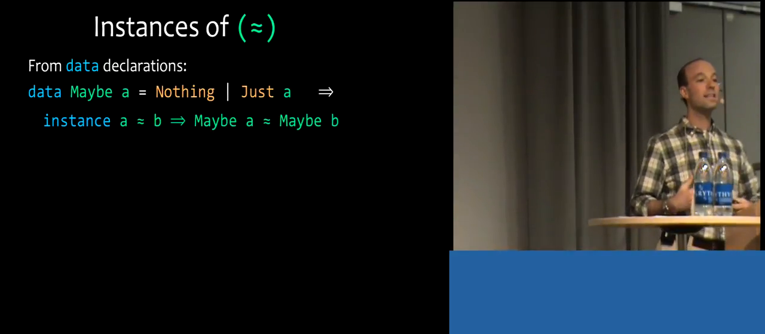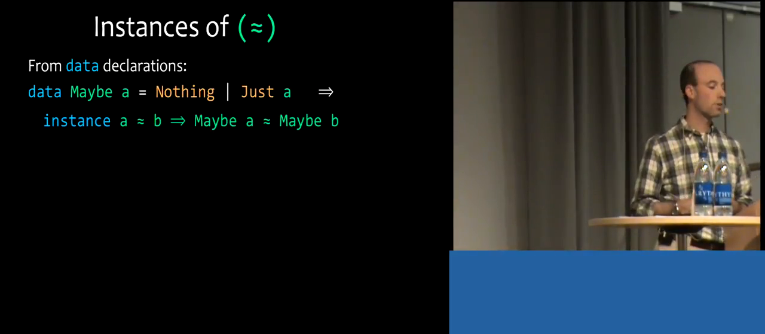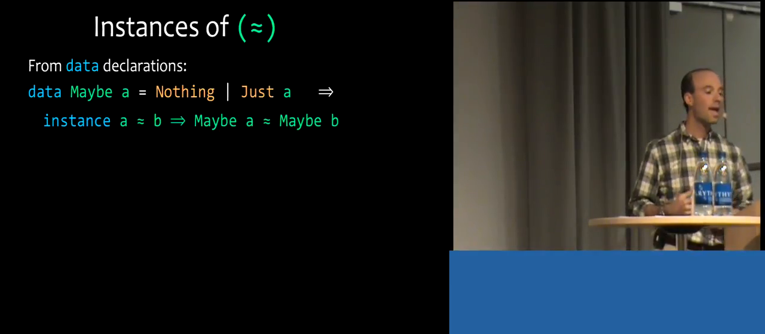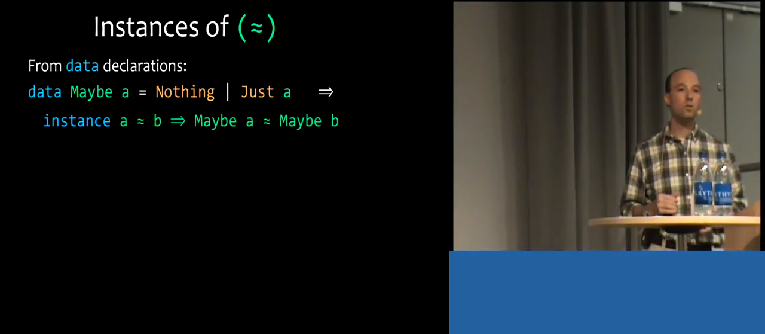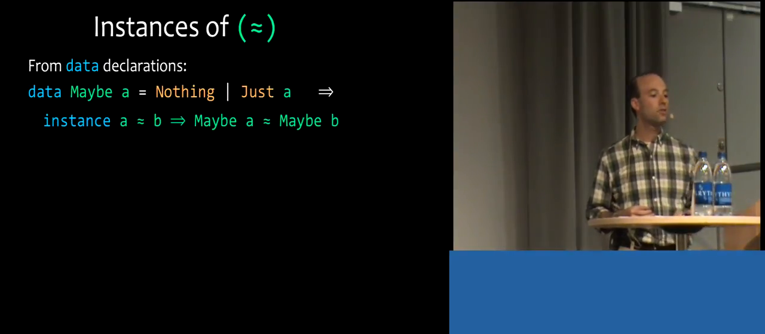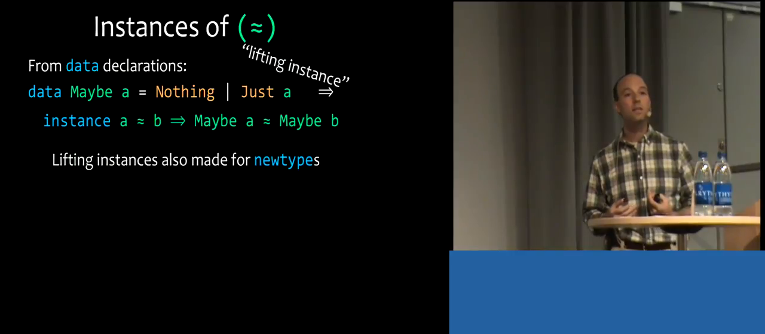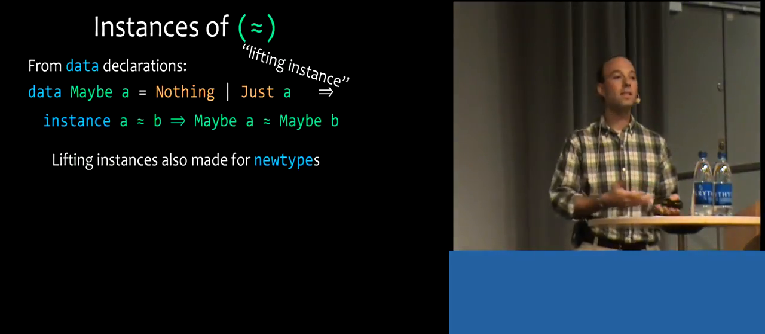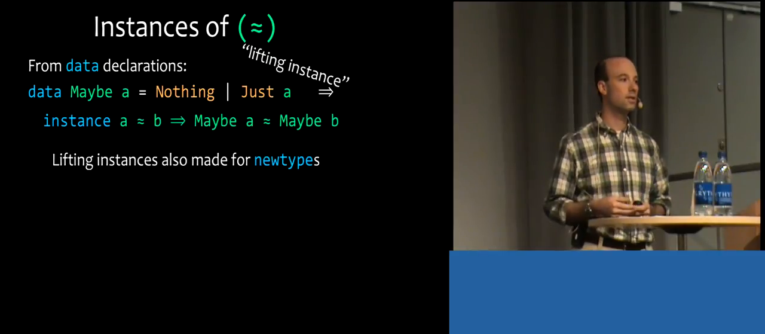We also are going to need instances created from data declarations. So here we have the maybe type, and we want to know that whenever A is coercible to B, maybe A is coercible to maybe B. And so this is called a lifting instance. And these are also created for new type declarations because we might want to lift through new type declarations just like through data type declarations.